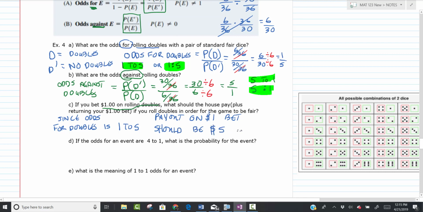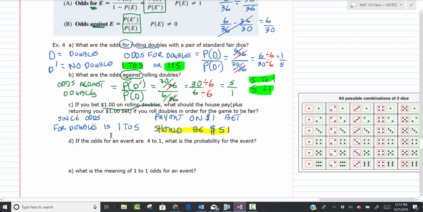Okay, that's because it's 1 to 5 odds. So that's how we know that. You can use odds to figure out payouts. That's the way casinos kind of work their payouts. Now this would just be kind of break even. So the game would be fair.